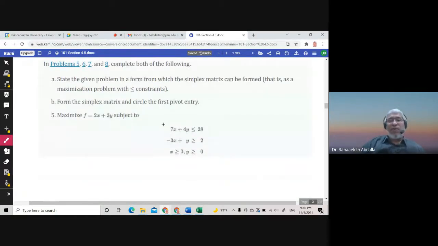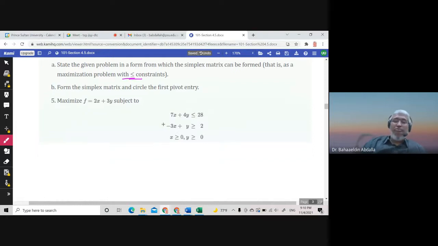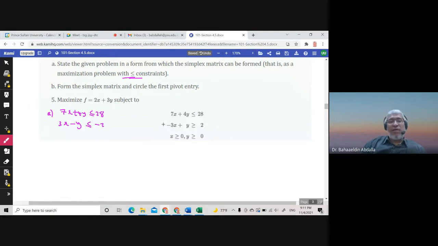Here, state the given problem in a form from which the Simplex matrix can be formed. We can form the Simplex matrix only if we have less than or equal to constraints. This one is less than or equal, so that's okay. This is part A. 7x plus 4y is less than or equal to 28, that's okay. But the other constraint is greater than, so I'll multiply by a negative sign to make it less than or equal. Now he says form the Simplex matrix and circle the first pivot entry.